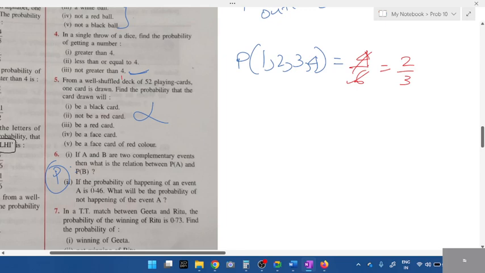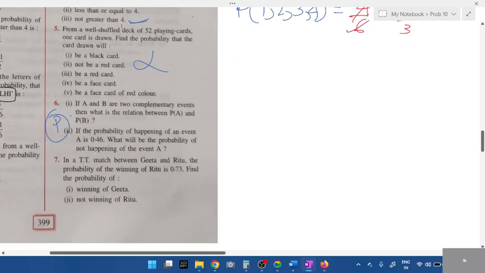So that is done. Fifth one is cancelled. Sixth one, pending students. Keep it as pending. It is a complementary question, and mostly they don't give such questions. Okay, seventh question. Tell me the seventh question.